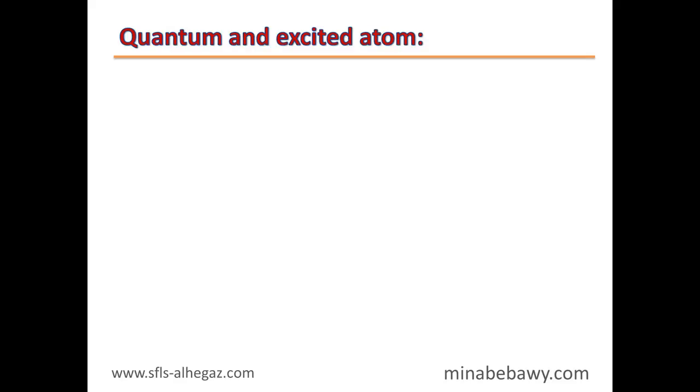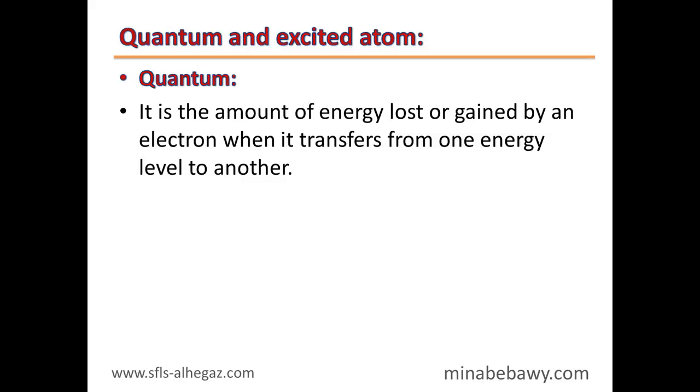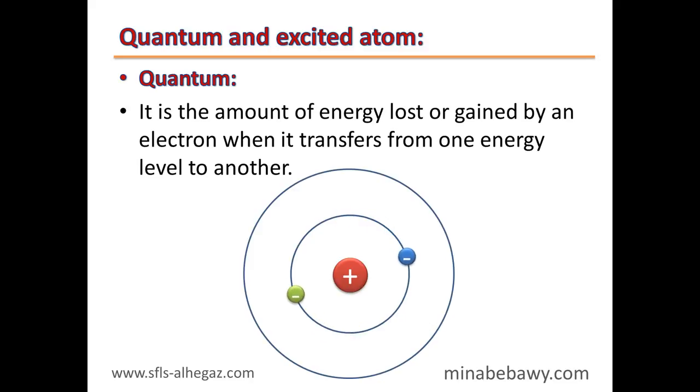Quantum and excited atom. A quantum is the amount of energy lost or gained by an electron when it transfers from one energy level to another. For example, if we have the following atom and this electron gained energy, it will move to a higher energy level. This blue one was in K, and by absorbing some energy, which is called the quantum, it is transferred to the higher energy level, which is L.